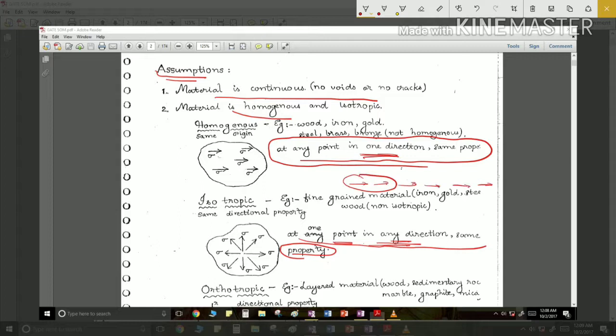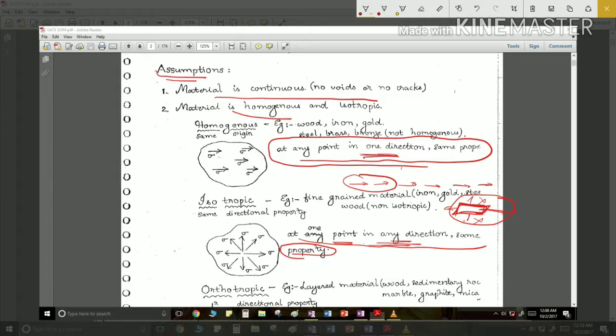If you go like this in one direction only, it will exhibit a certain type of property. For example, let us say a rubber is some elastic material like this. It will expand in this direction but not in this direction. So this is homogeneous in one direction, but it is not isotropic. Isotropic means exhibiting the same properties at any point in any direction. So that is isotropic.